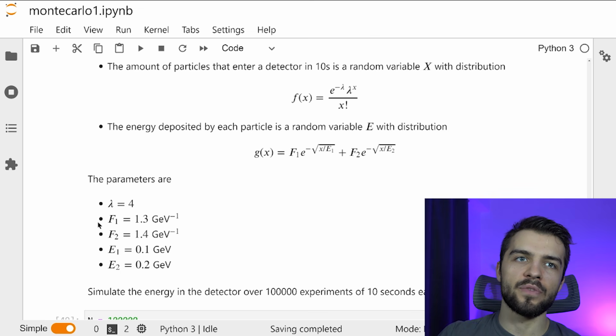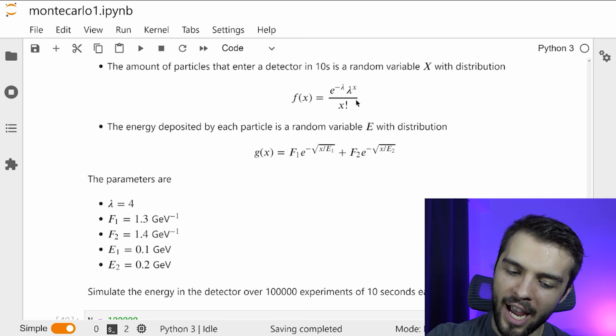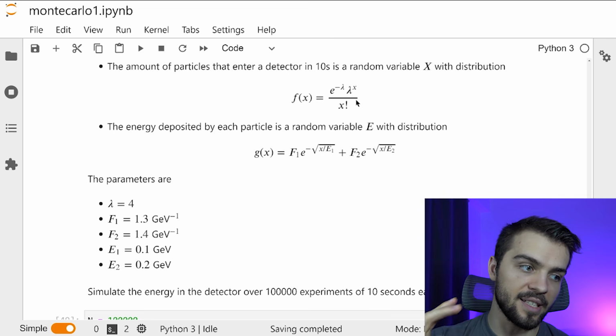And then I have some values for F1 and E1 and E2 as well here. So I know this distribution. I know this distribution. Let's find out how much energy is deposited in a cell in 10 seconds.